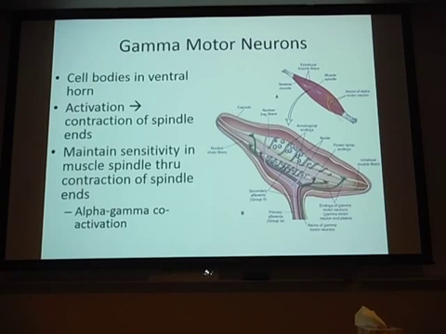Okay, let's switch gears again, just to give you a frame of reference. We have upper and lower motor neurons. In terms of lower motor neurons, we have alpha motor neurons, and we have, wait a minute, I already did this, didn't I? Gamma motor neurons? Did we not talk about gamma motor neurons? I'm sorry, we talked about muscle spindles, sorry.